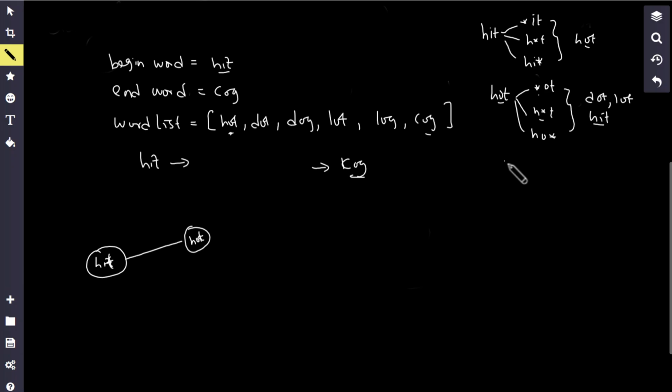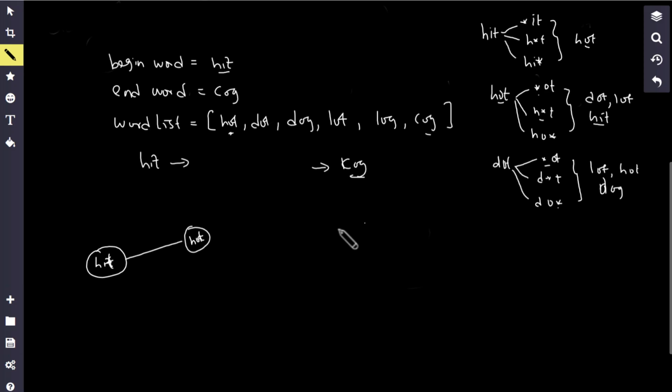Okay. Let's look at one more example, for example DOT. If we look at the three possibilities of DOT, we either have it changed at the first character, which is *OT, or changed at the second character, or changed at the third character, which is going to be DO*. And then if we look at the corresponding words in this list, they should be LOT, HOT, or DOG, just looking at the last character, DOG.